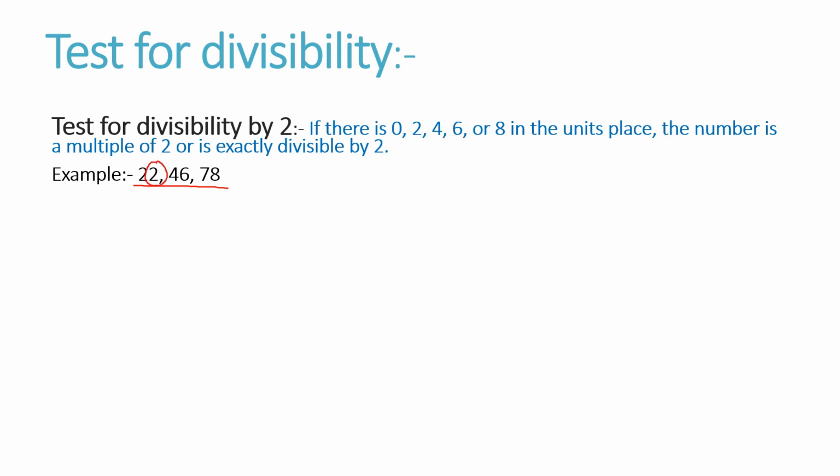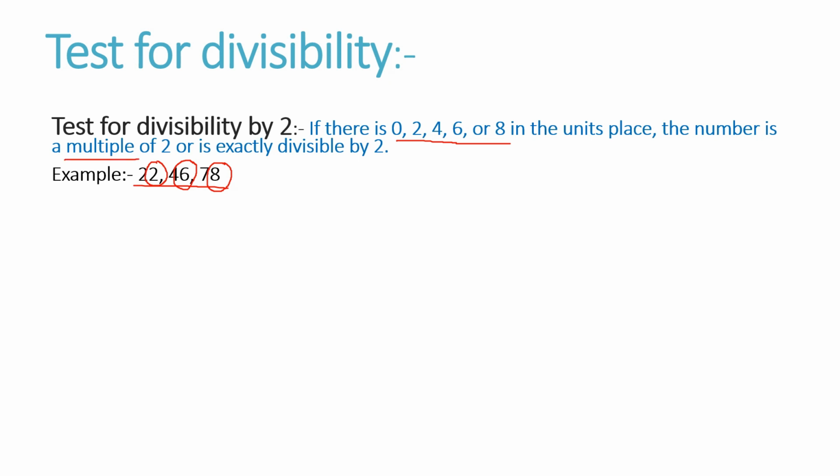So here 22, 2 is there. 46, 6 is there in the units place. And 78, 8 is the units place. So all these numbers are there. That is 0, 2, 4, 6 and 8 is in the units place. Then we say that the number is a multiple of 2 and exactly divisible by 2.